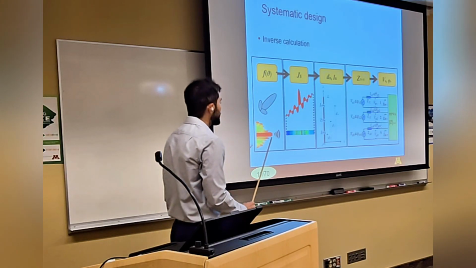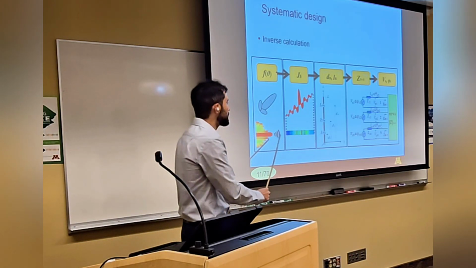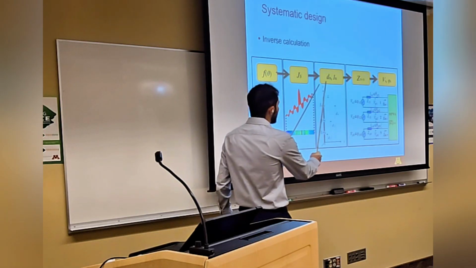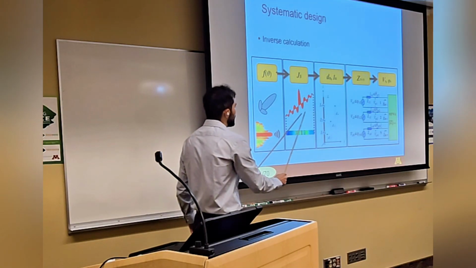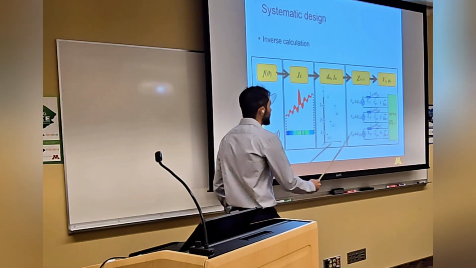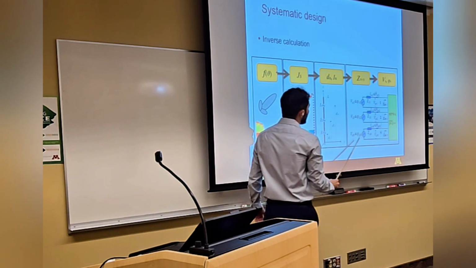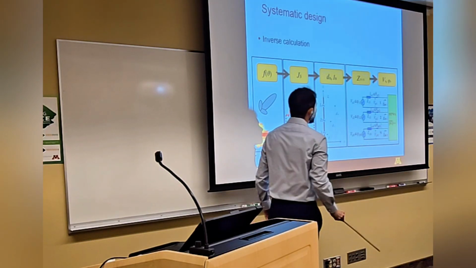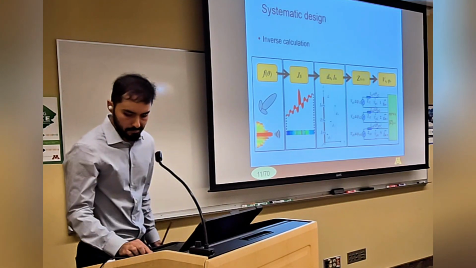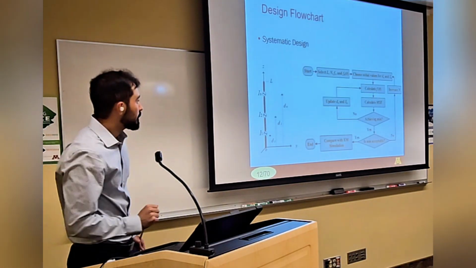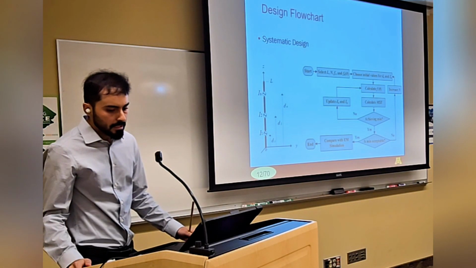The proposed systematic design procedure starts with the desired radiation pattern. Then we calculate the surface current distribution that can generate this desired radiation pattern. Then we determine the location and port excitation that can generate this current distribution. And finally, we calculate the phase and voltage of each source based on the impedance matrix of the multiport wire antenna and the impedance of the sources. This flowchart illustrates the steps of the systematic design procedure.